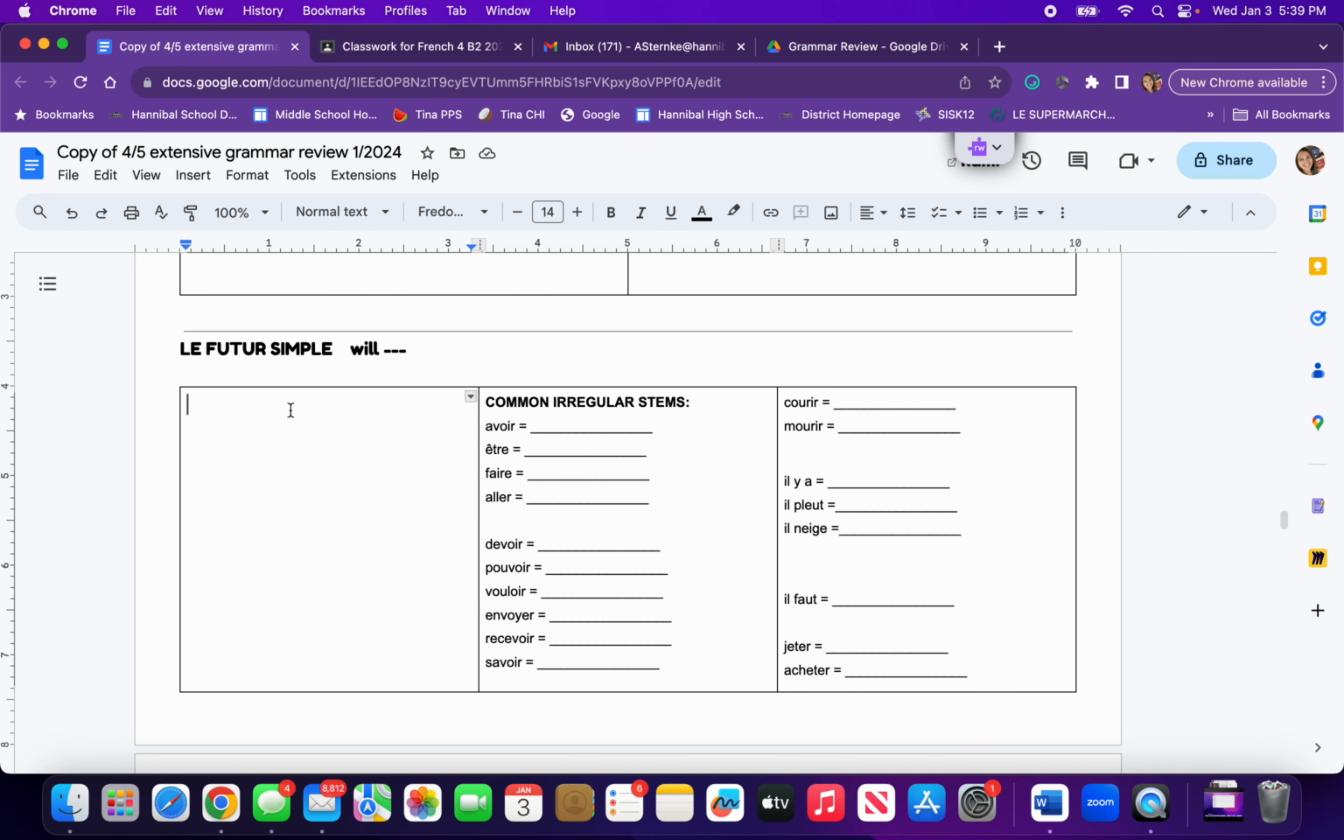So the formation of this is actually pretty simple. For the most part, you're just going to take the infinitive form of the verb, minus the letter E if there was one, and then the endings that you're going to use for every single future verb. It will never change. Just like the imparfait, the endings never change. With future, the endings will never change.